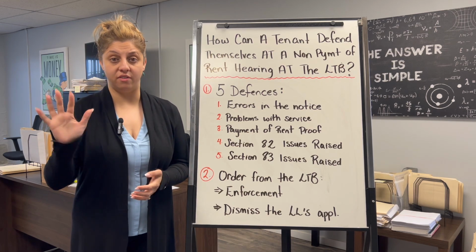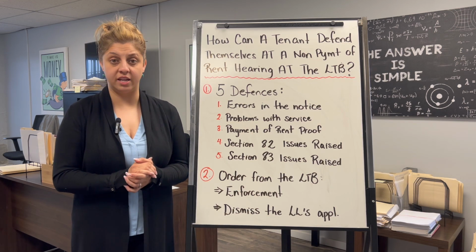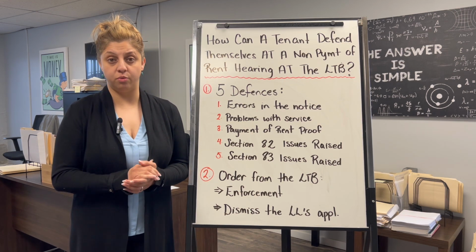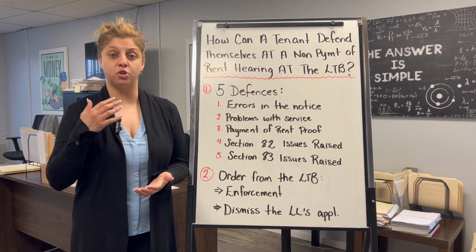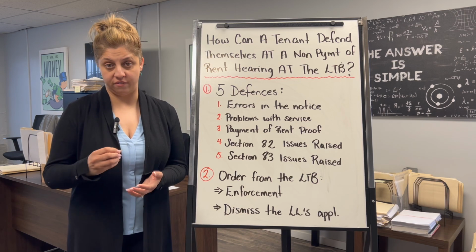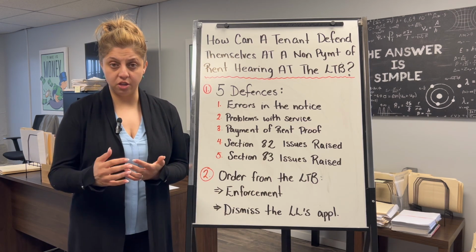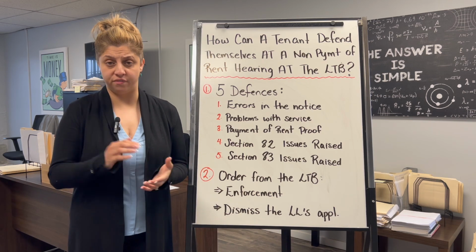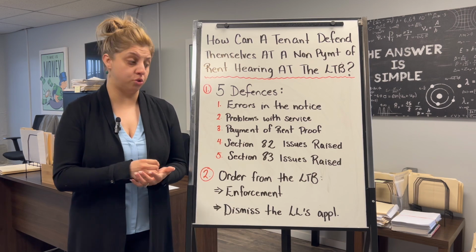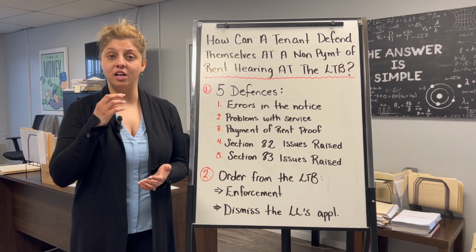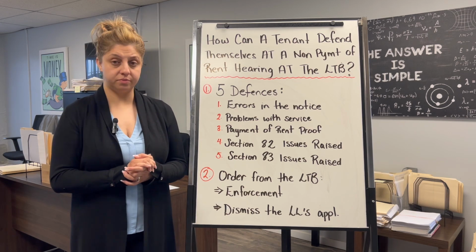And number 5, raising issues under Section 83 of the Residential Tenancies Act. Section 83 issues can be raised in order to persuade the board to delay an eviction. And what I mean by that is, for example, if you have a single mother as a tenant and she's on a fixed income or her job has been affected, she can raise all these issues under Section 83 to actually persuade the board to delay an eviction.